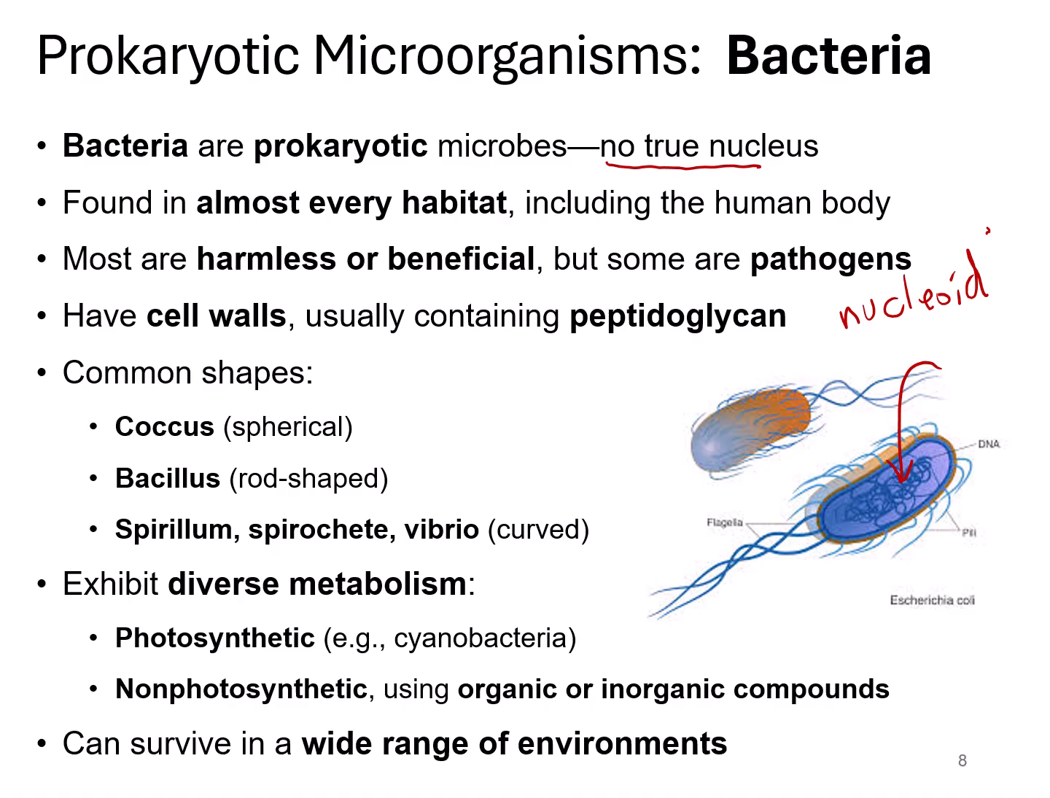So no nucleus. They're found almost everywhere. Remember, they're ubiquitous. So they are also on and inside our bodies. And most of them are harmless or even perhaps beneficial to us, but there are some that are pathogenic that cause disease. They usually have cell walls, and their cell walls are made of a unique substance known as peptidoglycan. We'll talk more about that soon.